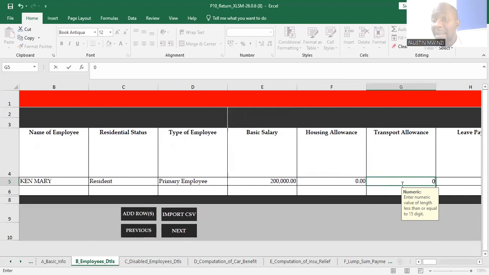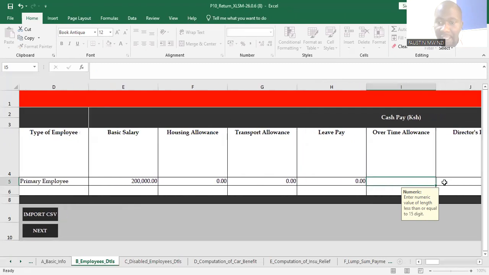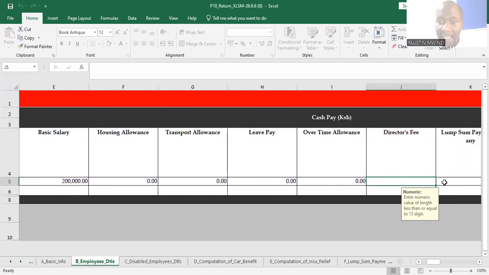Remember employment benefits. We have already covered employment benefits. Now, this is the real thing. If there are those benefits, you enter them here. Leave pay: employees, when they are going on leave, will be paid some leave pay. In other cases, we work overtime and we are paid overtime allowance. If there's overtime allowance, you enter it there. Director's fee, you enter it there. If there is none, you enter 0.